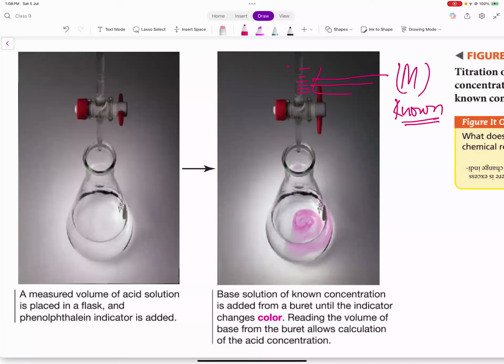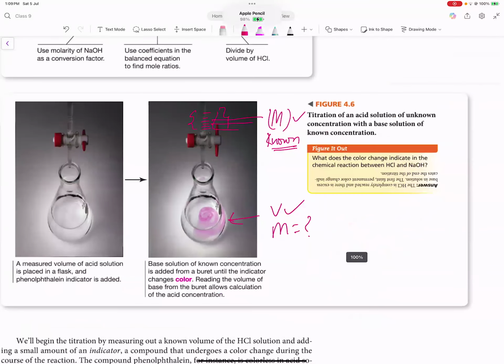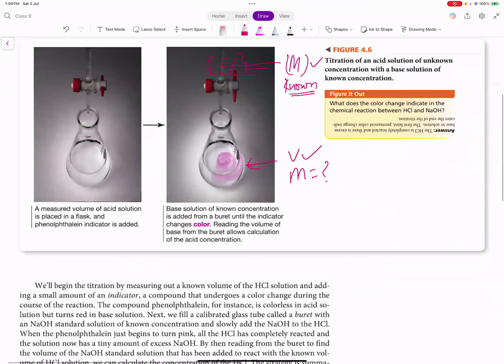So basically we know the volume of whatever we have added, this volume is already known, and this volume is already known. And the molarity of the other is something to be calculated. So you can see that it is the same thing, the same concept which we have to apply.